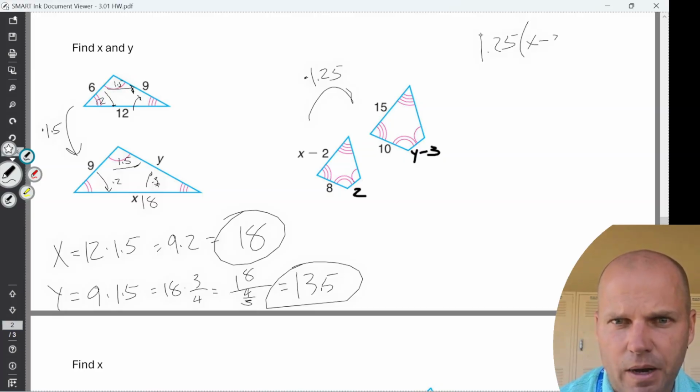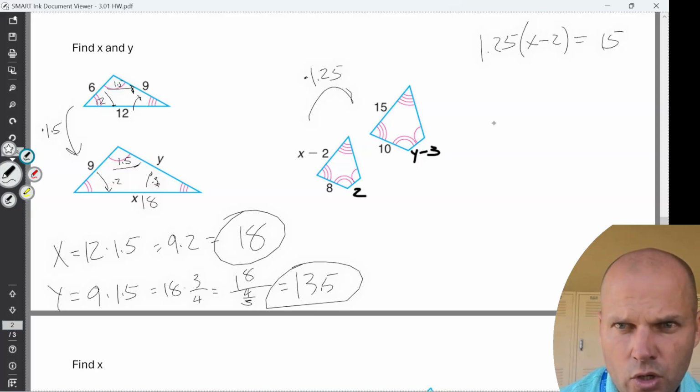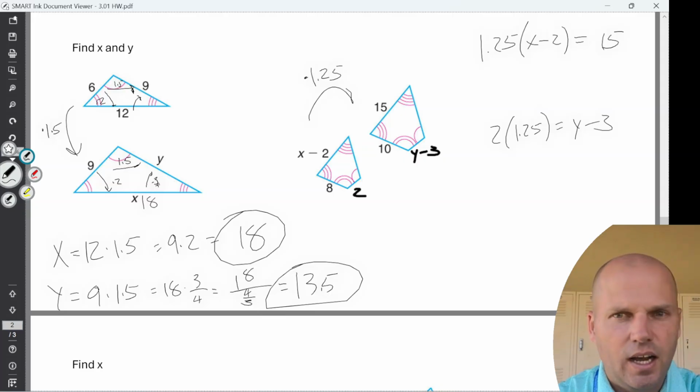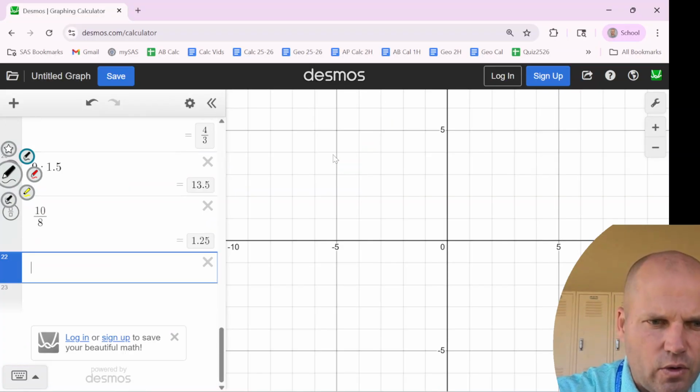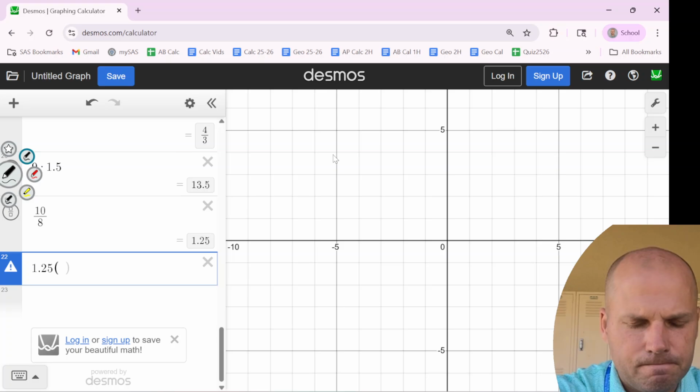Well, that sets up some equations where 1.25 times x minus 2 will equal 15. Okay, I can solve that equation. 2 times 1.25 equals y minus 3. Okay, I can solve that equation. As long as you know how to solve equations, you're good. You don't really have to use a proportion.